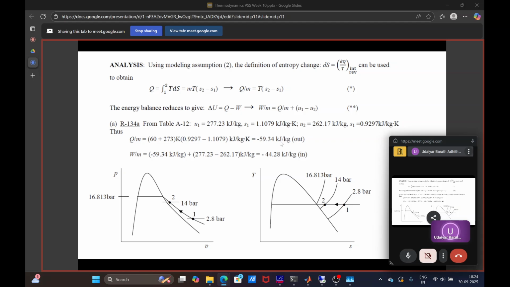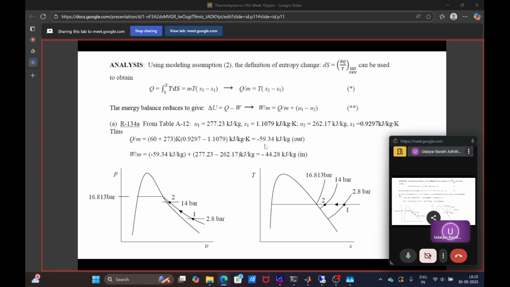Now for R134A, at 2.8 bar and 60 degrees Celsius, we can find out U1 and S1, and similarly at 14 bar and 60 degrees Celsius, we can find U2 and S2. Substituting these into the expressions for Q and W, first we will find Q. Q by m is (60 plus 273) to convert temperature into Kelvin, multiplied by the change in S. The initial S is 1.1079, so final minus initial: 0.9297 minus 1.1079, multiplied by (273 plus 60).